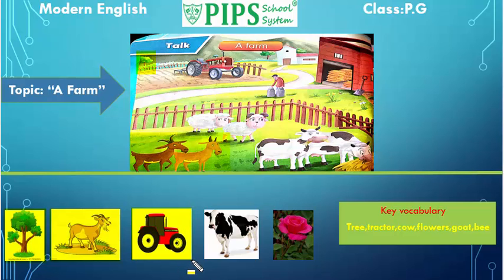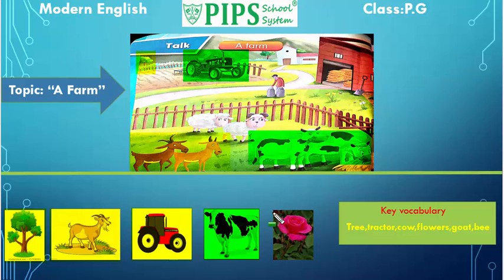The third picture is a tractor. What is this? This is a tractor. Let us find this picture in this farm. Here is a tractor. The next animal is a cow. What is this? This is a cow. Let us find this animal in this farm. These are cows.